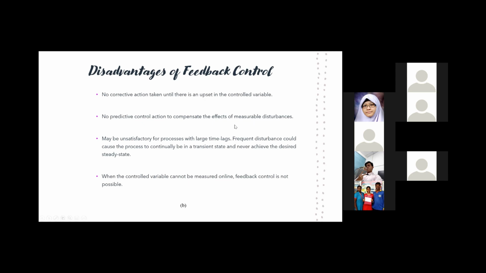And there's no predictive control action. Of course, you can anticipate it with the derivative part, but still it's not enough. You will still get the error going into the system. If you have a process with large time delay or dead time, then it's also problematic because the error would have been in the system for quite some time before the controller realizes it. And when the control variable cannot be measured, then feedback control is not possible.